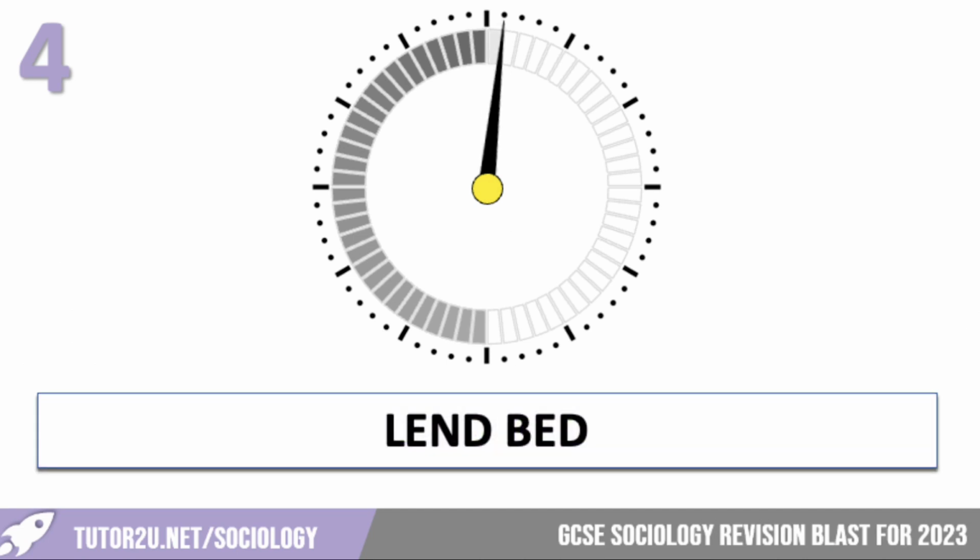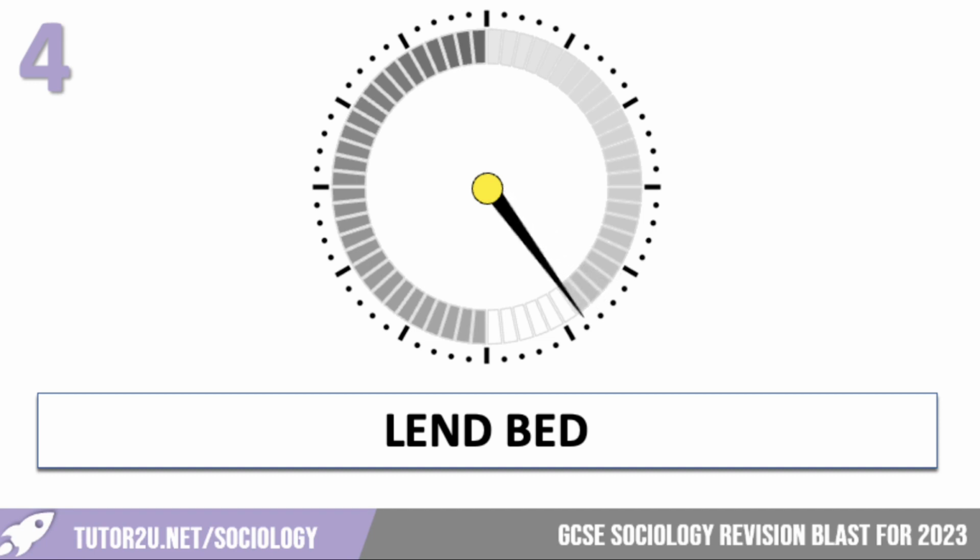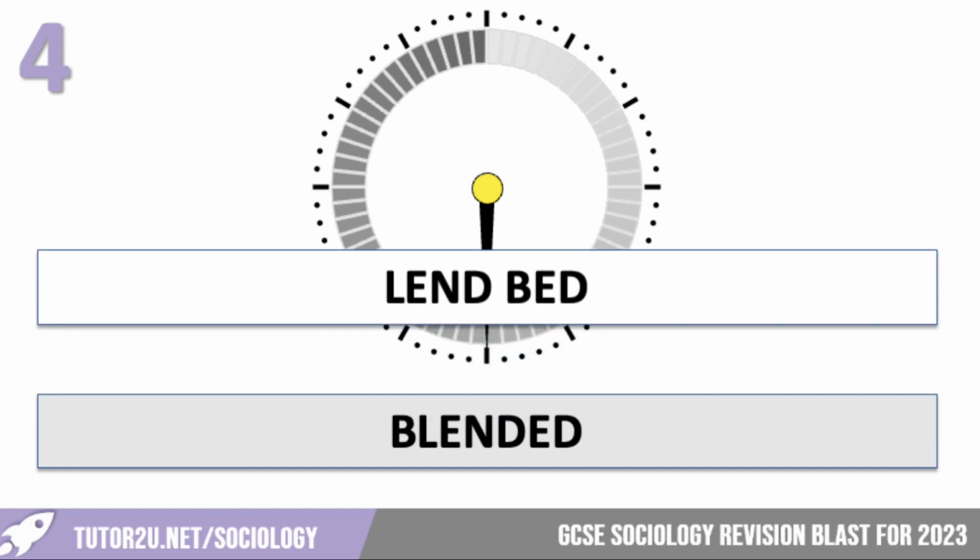Right, number four. Let's reveal this one. It is blended, also known as reconstituted families, and this is the result of two families coming together following a divorce or separation where one or both parents meets a new partner, and they are more commonly referred to as step families. Right, we've got one more conundrum.